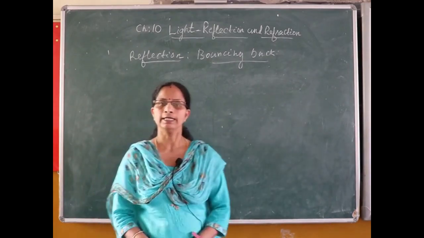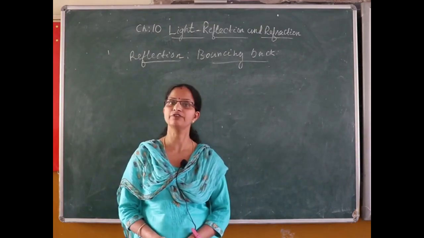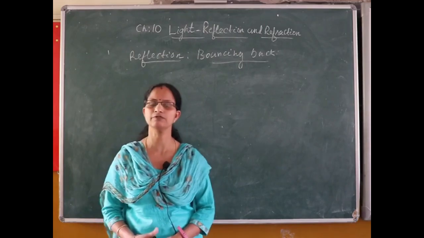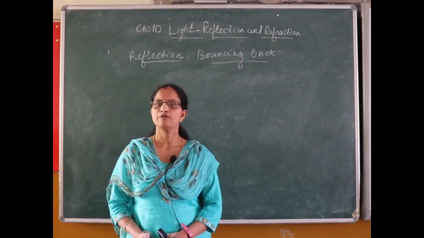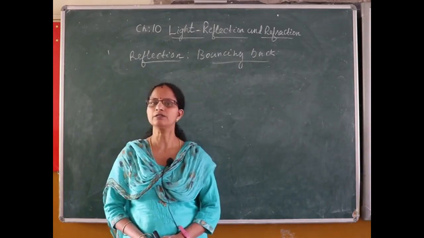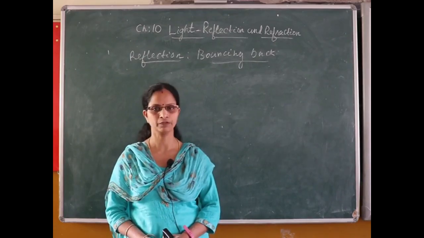Now moving to the next type of reflecting surface, known as the spherical surface. The reflecting surfaces are called spherical mirrors. Spherical mirror means the reflecting surface is a curved surface, and the curved surface can be formed in two ways.